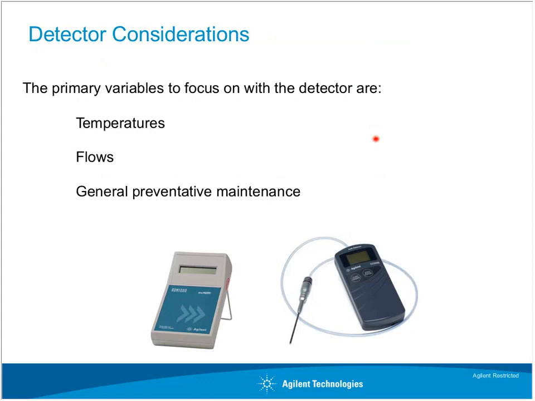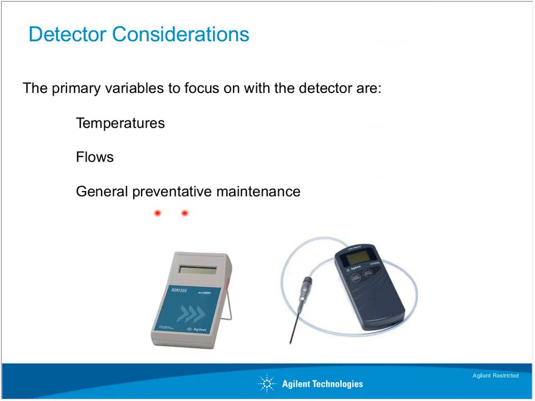Detectors just here briefly. Temperatures, you want to make sure typically your detector temperature is higher than your oven temperature so you don't recondense anything on there. You want to make sure that you have the appropriate flows, so with an FID, your flame stays nice and robust, stays lit. And then with most detectors, your general preventative maintenance: cleaning sources, replacing jets.